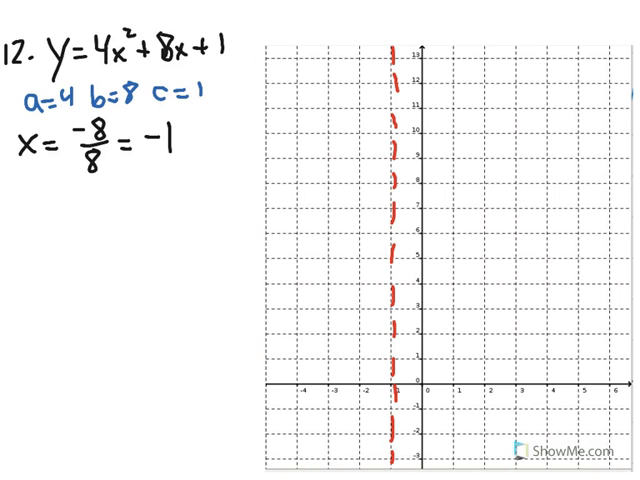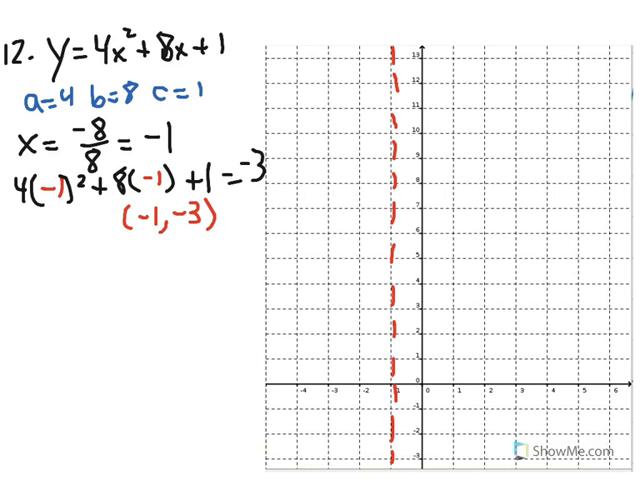I have to plug that value into the function so I can get the vertex. That'll be 4 times negative 1 squared plus 8 times negative 1 plus 1, and that's going to be 4 minus 8, which is negative 4, plus 1, which is negative 3. So my vertex is negative 1 comma negative 3. And I'm going to go ahead and plot that dot down here on the coordinate plane.